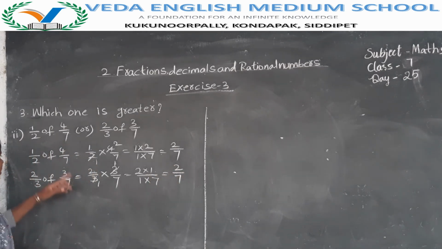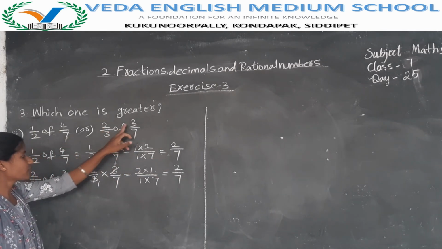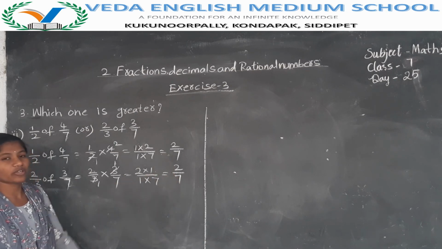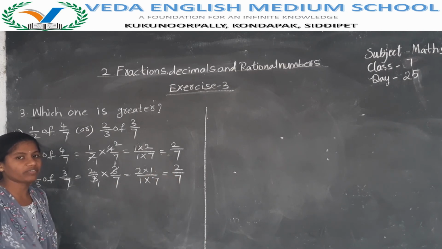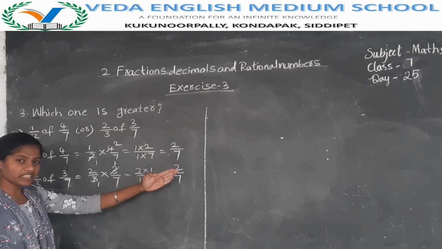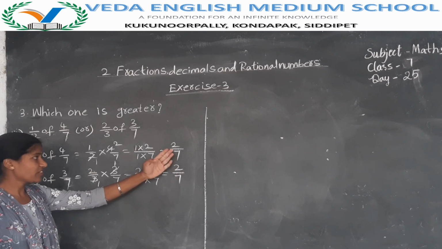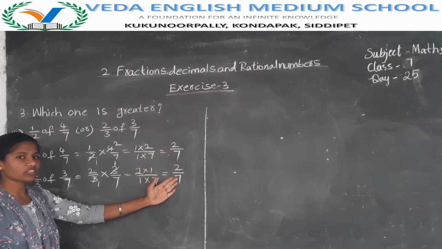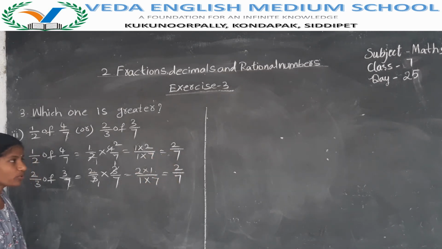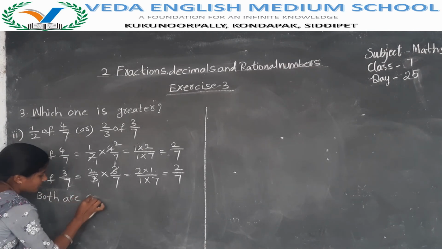Now, can you say 1 by 2 of 4 by 7? We got 2 by 7. 2 by 3 of 3 by 7? We got 2 by 7. Now, can you say out of these two fractions which is the greater one and which is the smaller one? No. We cannot say, because both are same. For the first one we got 2 by 7, for the second one also we got 2 by 7. So you have to write both are equal.